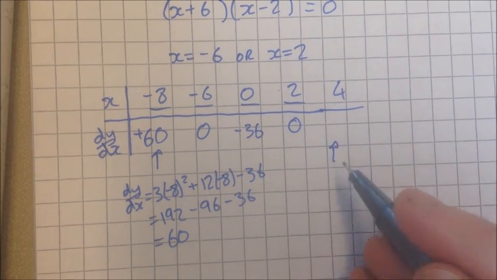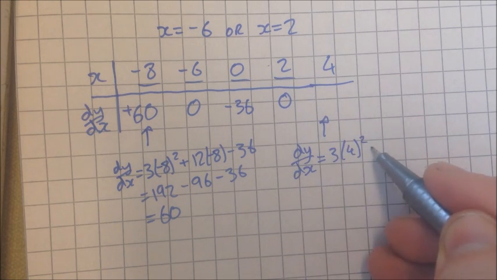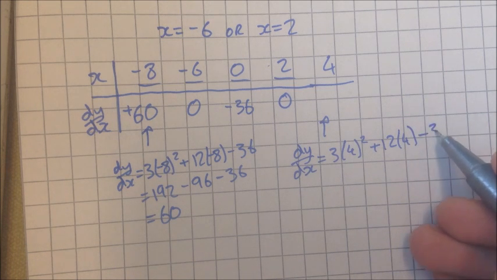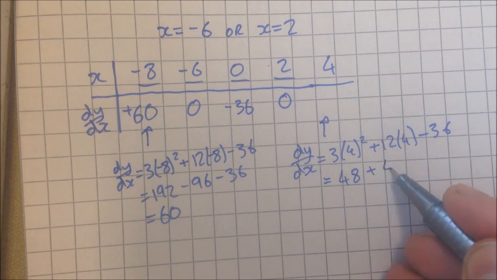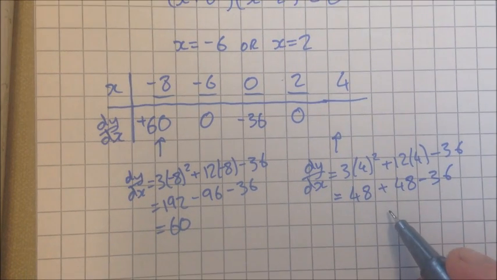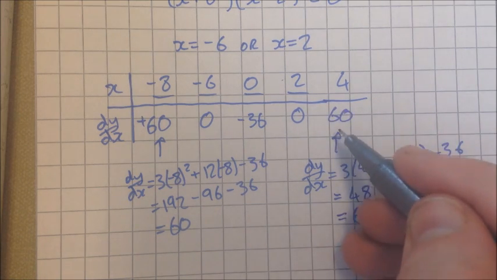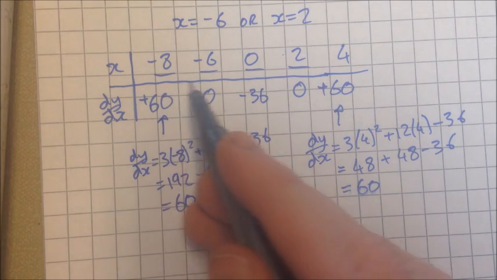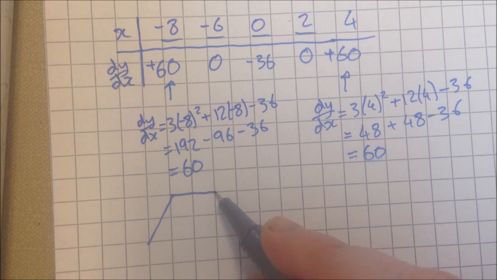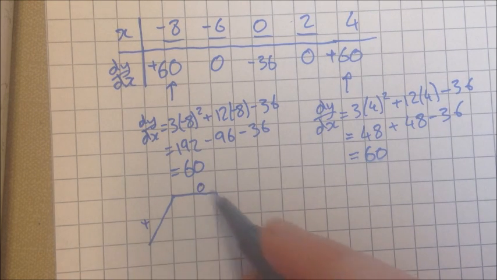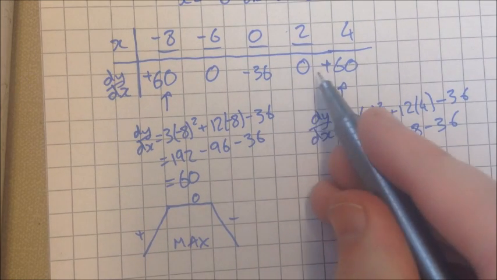And then this one here, 4 in dy dx, is 3 lots of 4 squared plus 12 lots of 4, take away 36. 3 lots of 16, 48, 12 lots of 4, 48, and 36, that's 60. Okay, so we've got positive, 0, negative, positive, 0, negative. So that's a maximum point, and for the next one, negative, 0, positive.